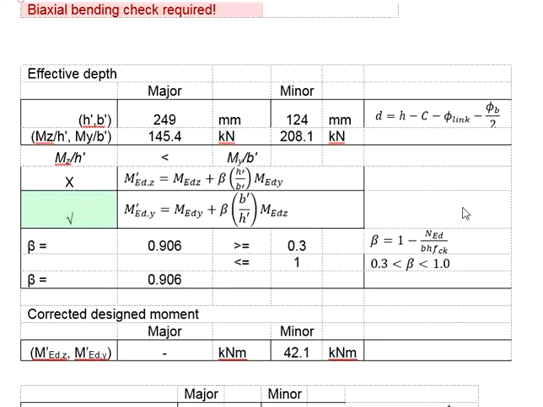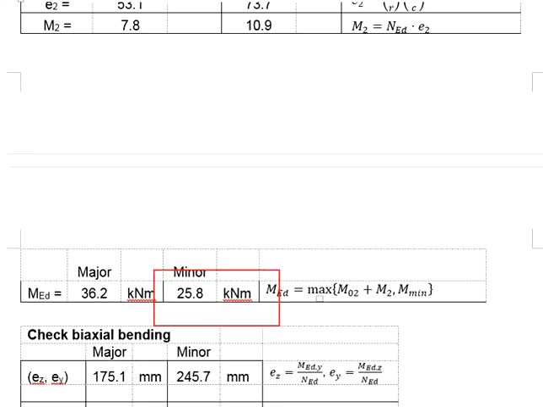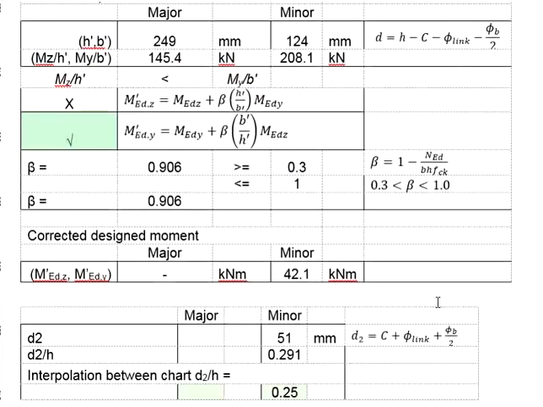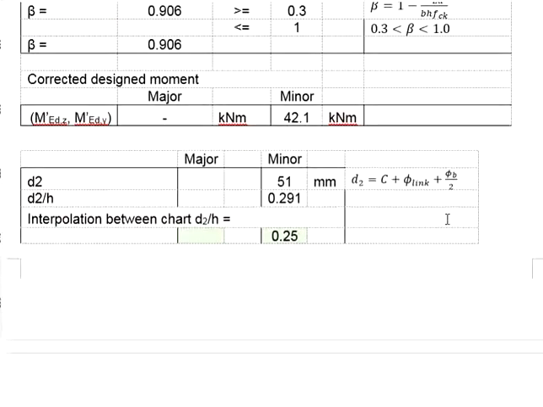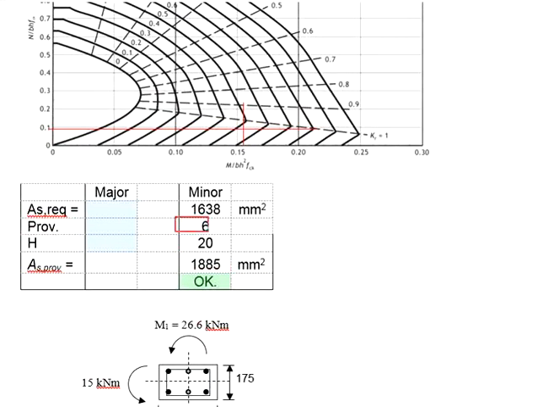Because of that, we will need to work out a new MED, which is on the basis of the minor axis plus the biaxial effects due to the major axis. This has revised the MEDY from 25.8 kN to 42.1 kN. And then based on the MEDY, we have designed and proposed the reinforcement bar to be 6H20.